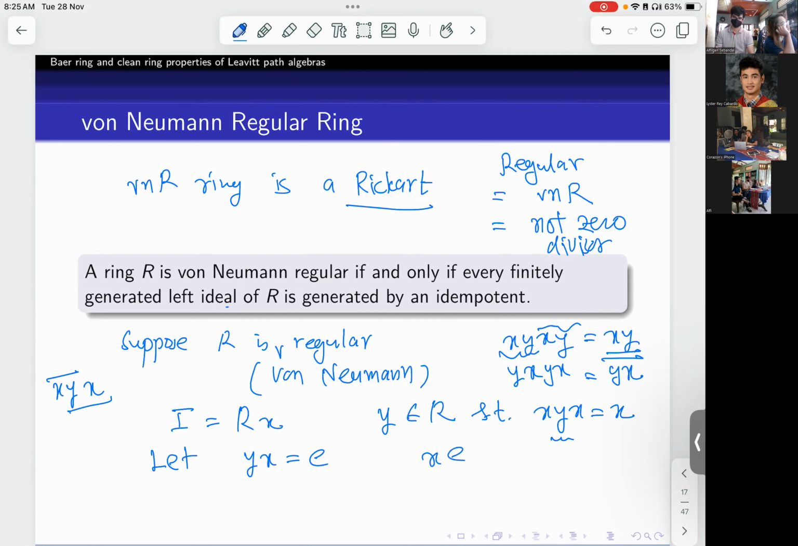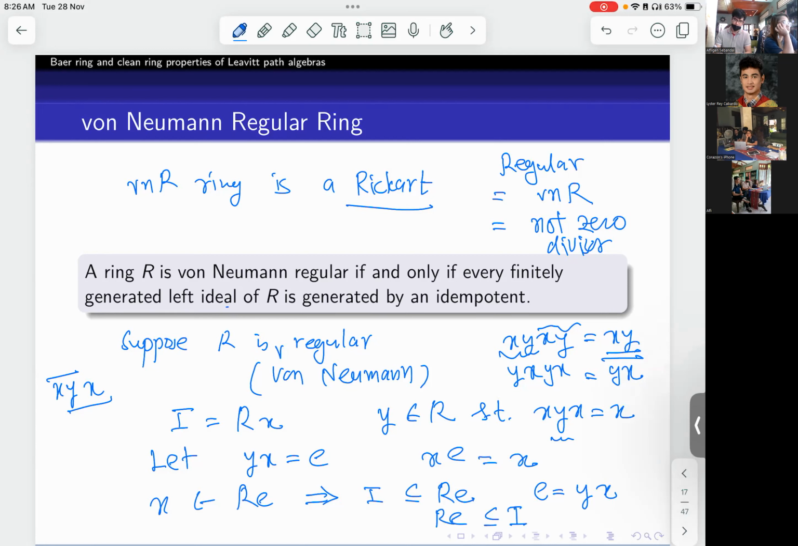Now Xe is X, multiplying X on both sides. Now if X belongs to Re, that means I is contained in Re. And if again, if I choose E equals to Yx, then I get Re is contained in I. So for our purpose, we are done.